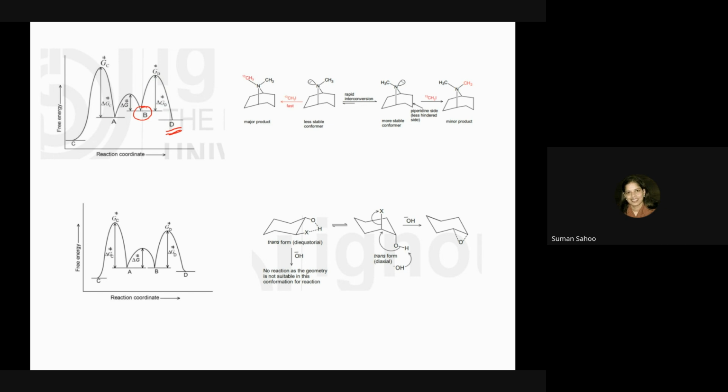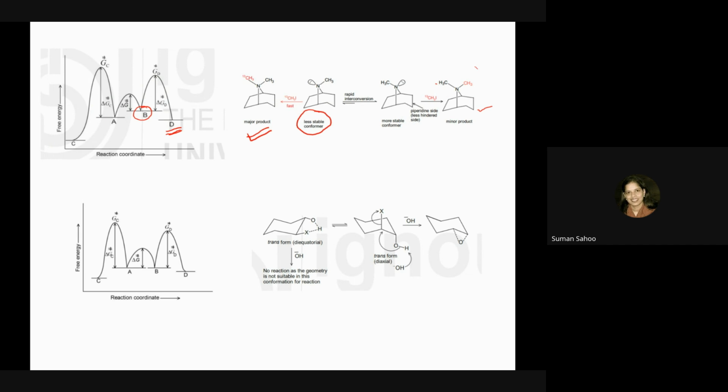So that would give you more major product. For example, in this case, it is the more stable conformer, but its product formation is slow. But here we have a less stable conformer, but its reaction is very fast. So in that case, the major product would be this one, because the rate of reaction of this less stable conformer is faster as compared to the rate of reaction of your more stable conformer.